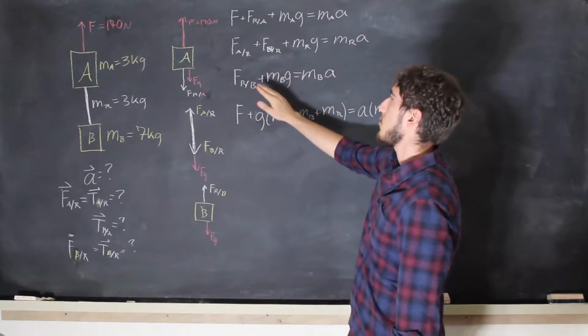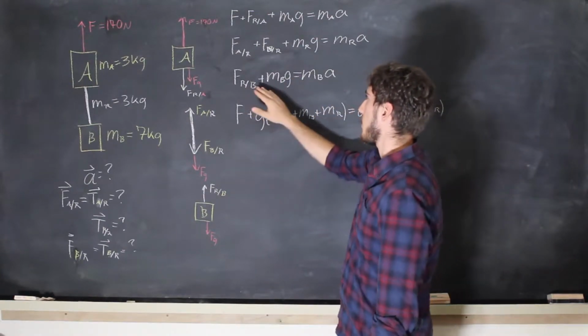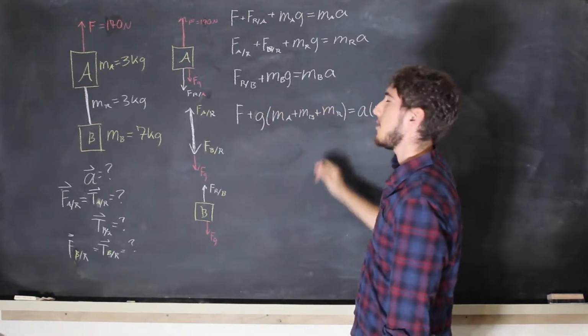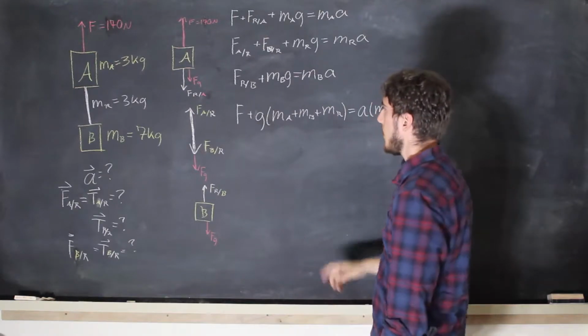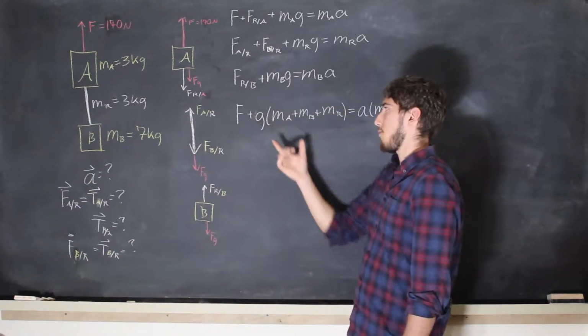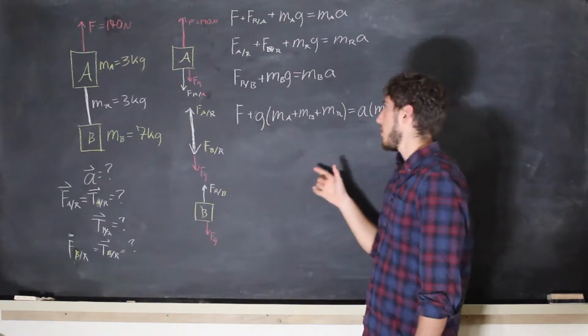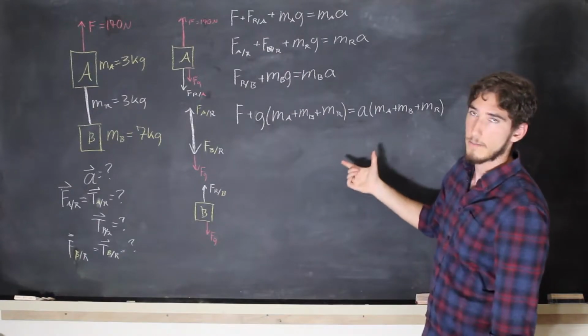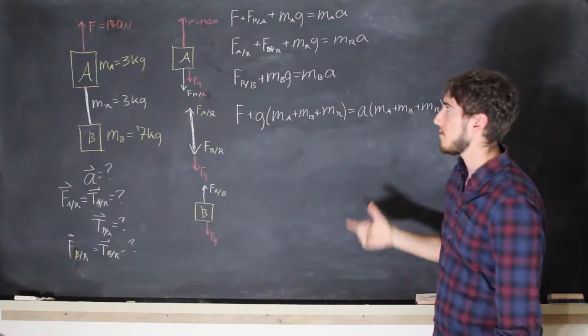We have the force of the rope on B plus the force of gravity on B, and it's going to be equal to the mass of B times the acceleration of the system. And lastly, we have the force plus the force of gravity on all the bodies, and it's going to be equal to the acceleration of the system times the masses of all the bodies.